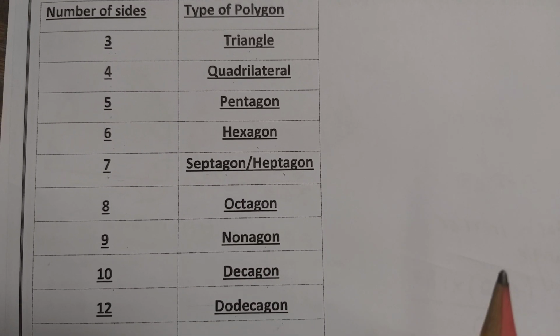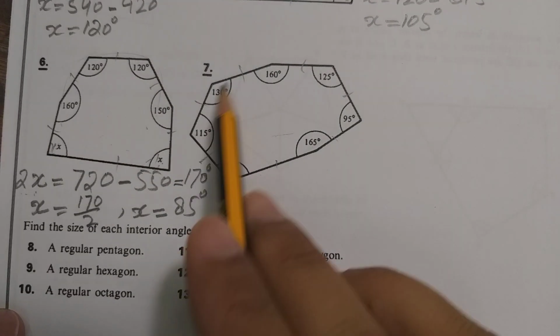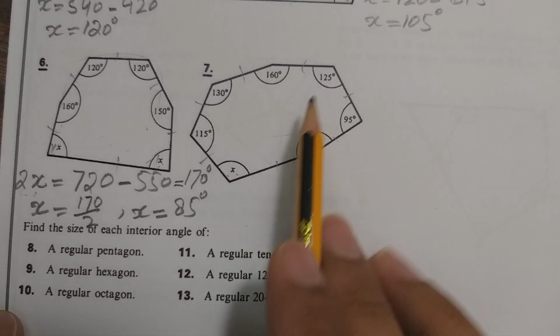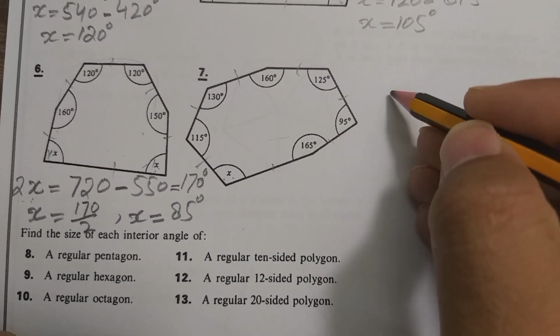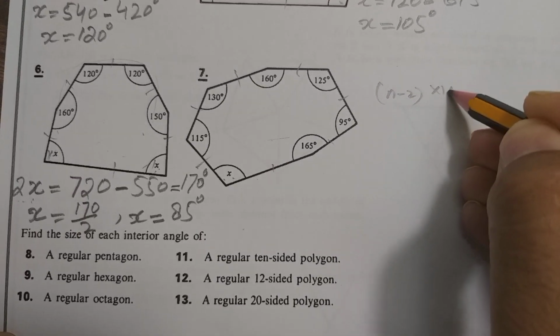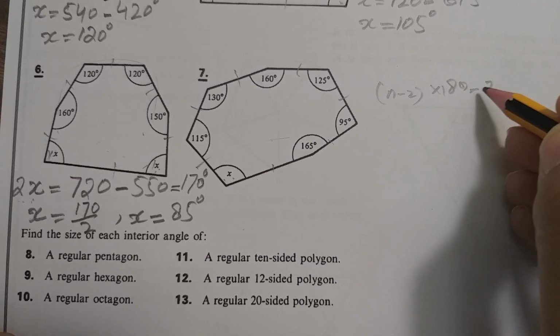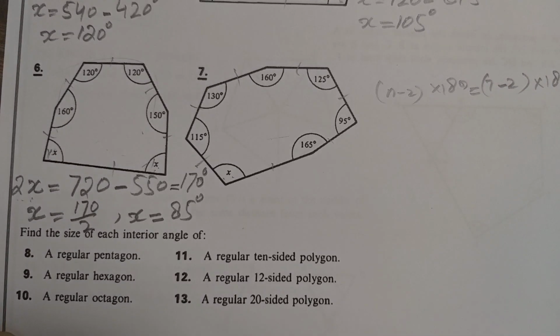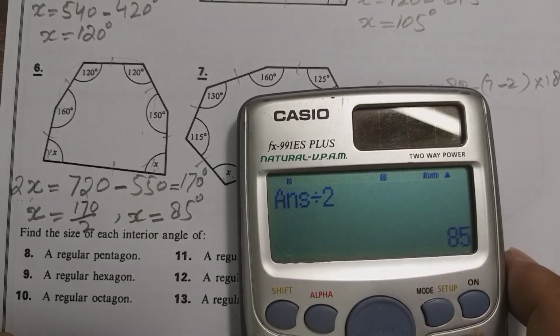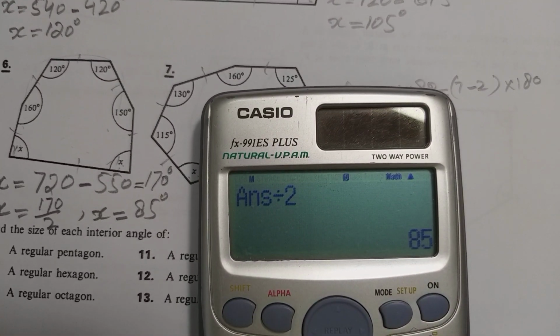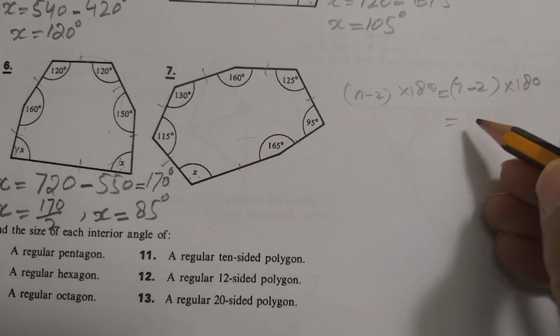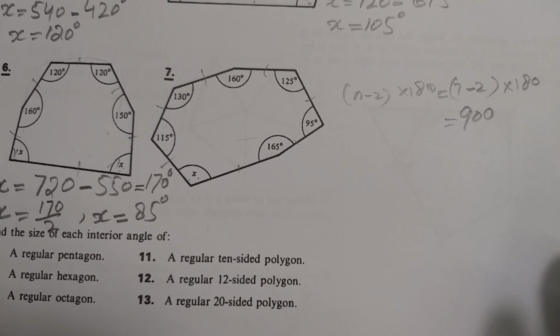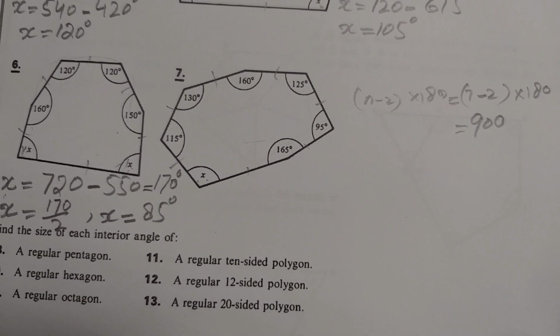So in this question we are given a diagram which is seven-sided. So we need to find the total of the seven-sided figure, which is n minus 2 times 180. So n is 7 sides, 7 minus 2 times 180. 7 minus 2 equals 5. So 5 times 180 equals 900. So it means the total angle in a septagon or heptagon equals 900.